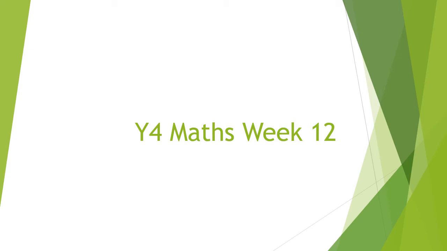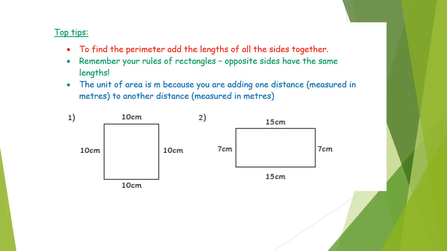Hello, this is your maths video for week 12, which is perimeter and area. So the first day, to find the perimeter, add the lengths of all the sides together. Remember your rules of rectangles, opposite sides have the same lengths. The unit of area is meters because you're adding one distance measured in meters to another distance measured in meters.